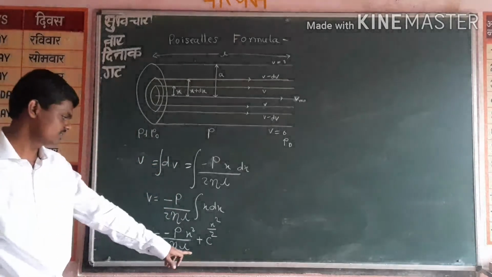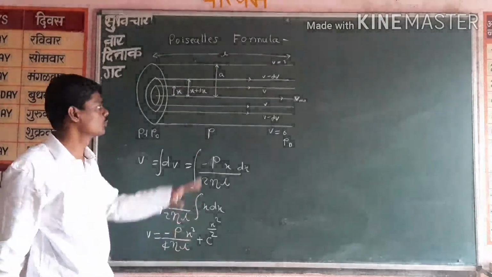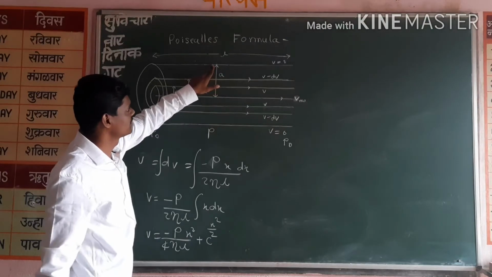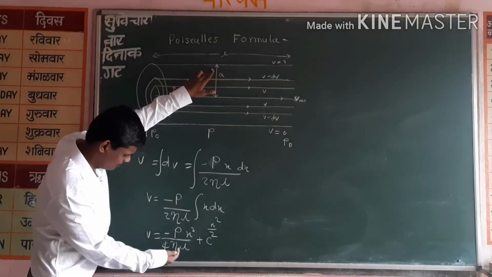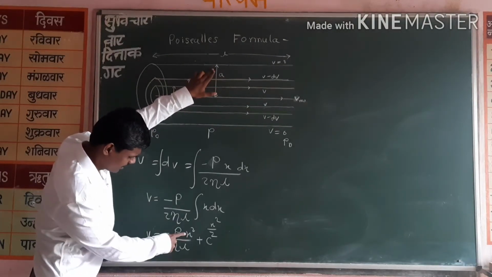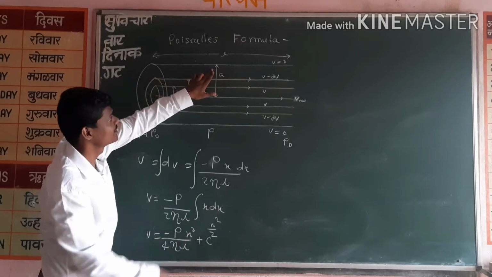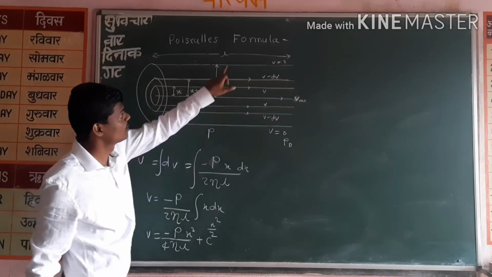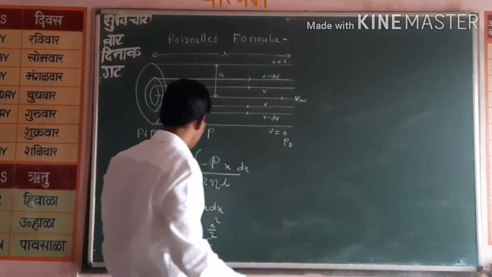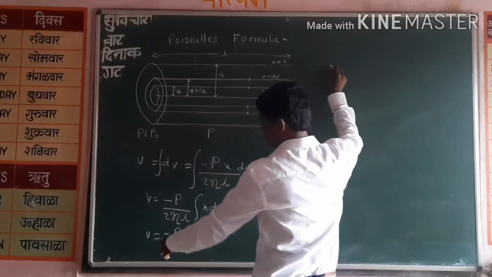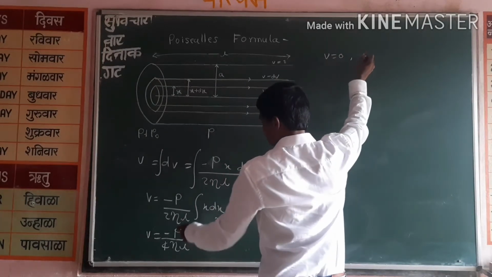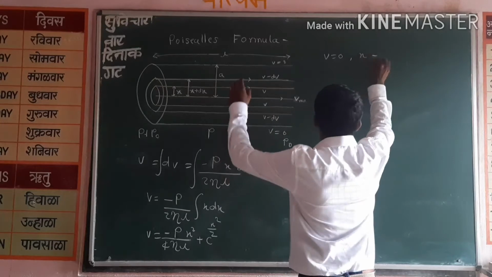Now we have to find this integration constant, so we have to put in boundary conditions. The boundary condition is that the maximum radius x is a, and the velocity is 0 at this boundary. So putting in the boundary conditions, v is equal to 0 and x is equal to a here.